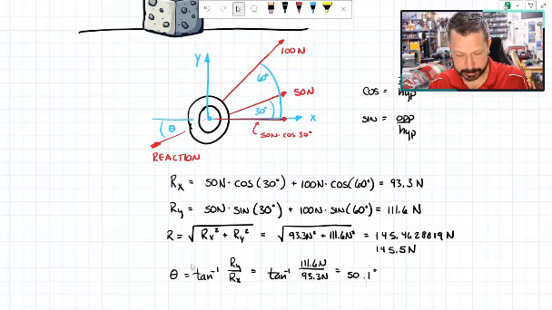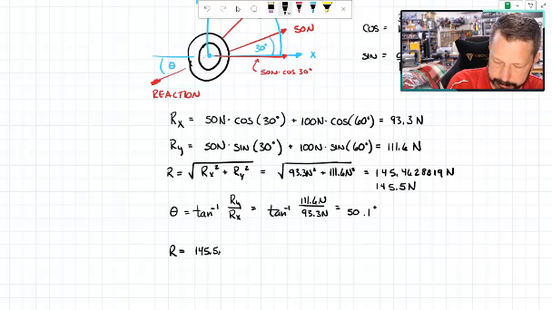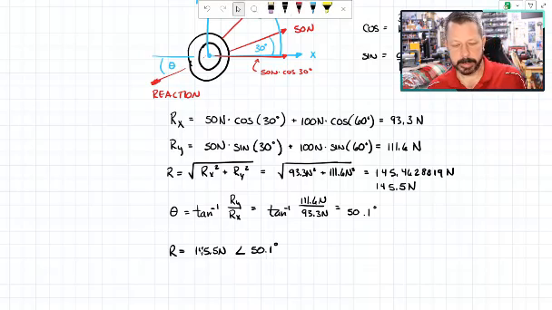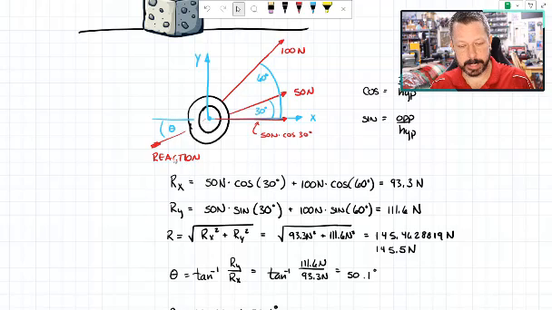So, for instance, our resultant is 145.5 newtons at 50.1 degrees. If I don't have the reaction that's exactly opposite of this resultant, then I'm not in static equilibrium. So assuming, because we're in a class called statics, that this reaction that I've got drawn here is exactly opposite of this resultant, then I do have a static equilibrium situation.